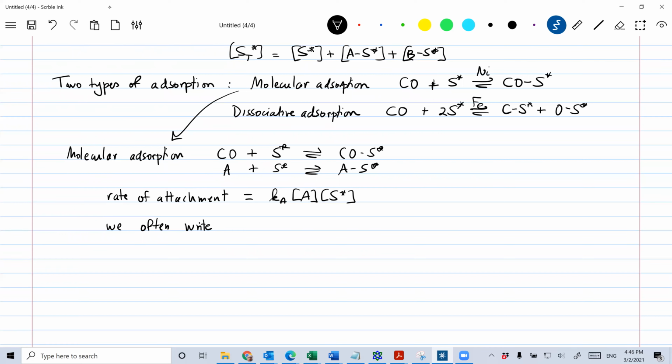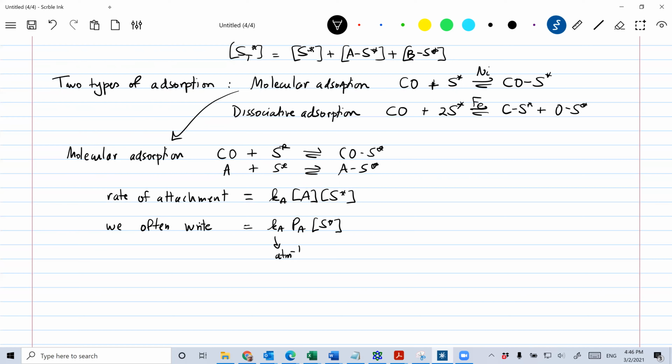So you can actually write your rate of attachment as Ka times the partial pressure of A times S star. The only thing that changes here is that now Ka is in inverse atmosphere or inverse pressure. Okay, that's what happens here.